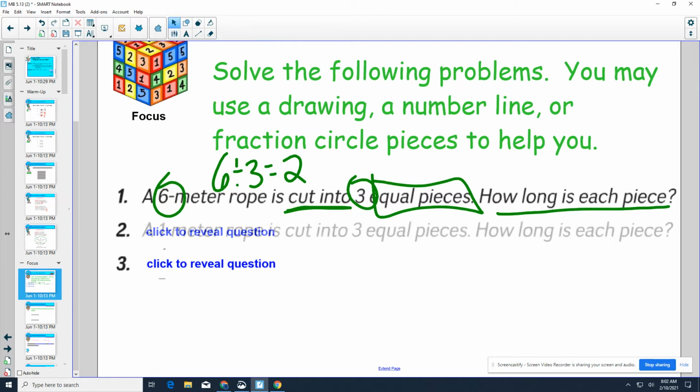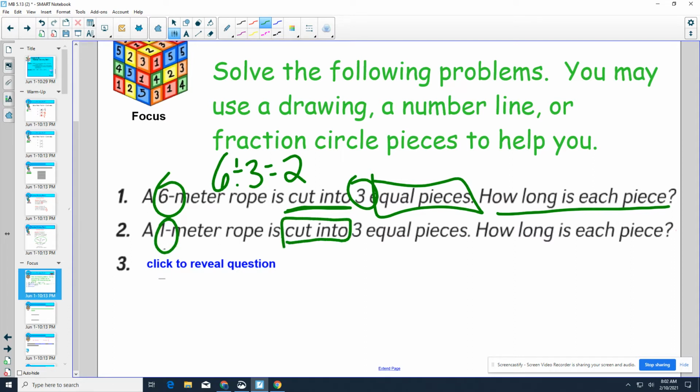Our next one here. A 1-meter rope is cut into 3 equal pieces. How long is each piece? So I have a 1-meter rope, and it's cut into 3, and I'm going to box equal pieces as well, because that tells me division. So I have 1 meter divided by 3. Take a minute and think about that. Is your answer going to be greater or less than 1? Okay, hopefully you've had a chance to answer that. I know that I'm taking 1 whole meter and dividing it into 3 pieces, which simply gives me the fraction 1/3. It's going to be less than 1 whole.